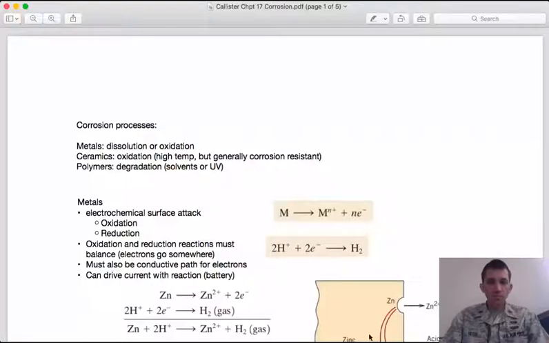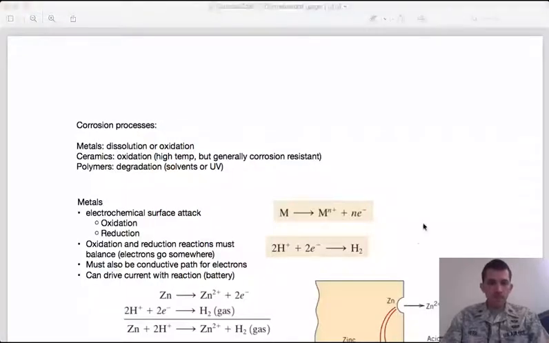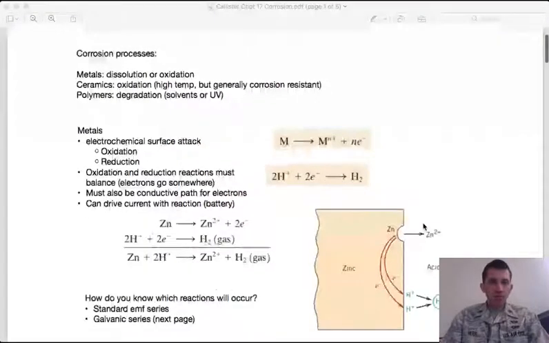I'm going to go ahead and switch over. And these notes on corrosion are posted on Teams. Okay, this is chapter 17.